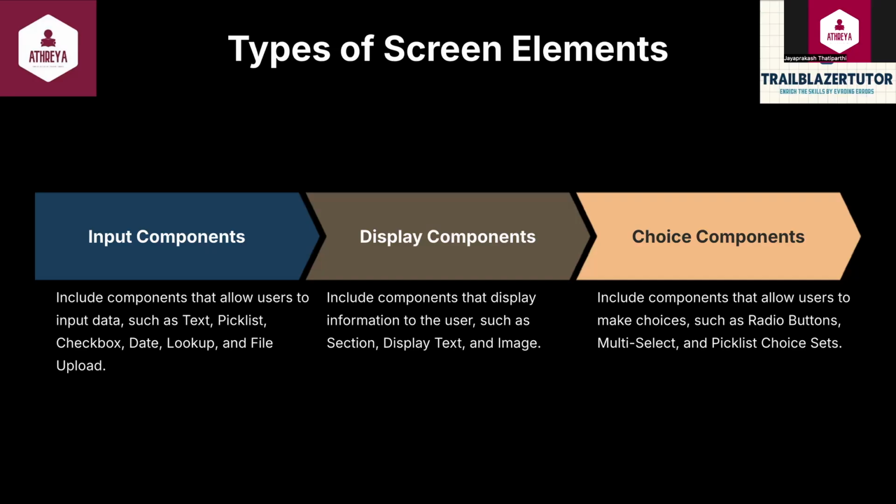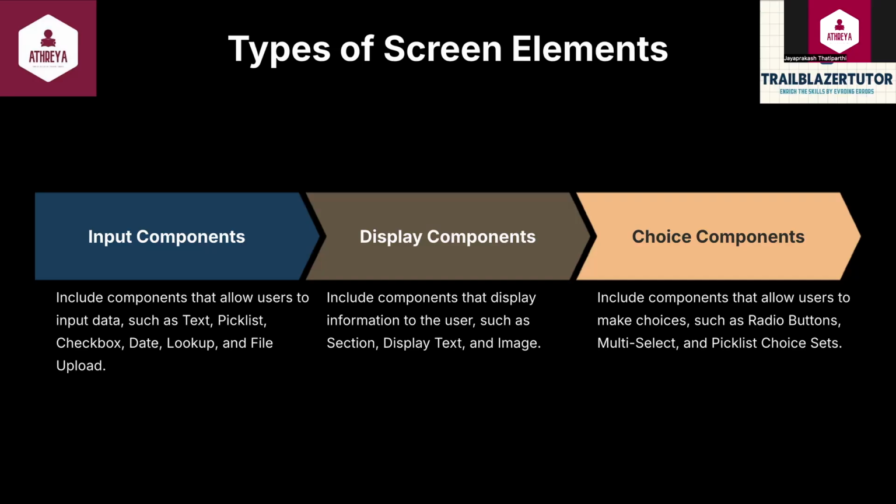Choice components allow users to make selections from a list of available options. They include radio buttons for choosing one option like full-time or part-time, multi-select picklist for selecting multiple skills or interests, picklist choice sets that automatically fetch choices from Salesforce fields or records. These components make your flows flexible and data-driven, adapting to user context and underlying Salesforce data.